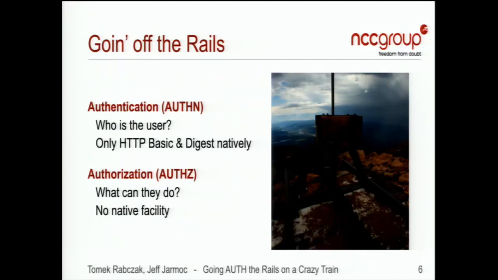It really helps in the security model to think of things as separate, with authentication focusing solely on identifying the user, and then authorization determining what privileges they have in the application. In both cases, there's not a lot of support built into Rails natively. On the authentication front, only HTTP Basic and Digest are natively supported out of the box. On authorization, there's really no native facility. In both of these cases, there's some helper methods and things that can help in building these that we'll talk about.